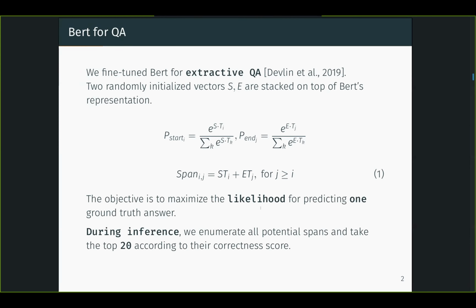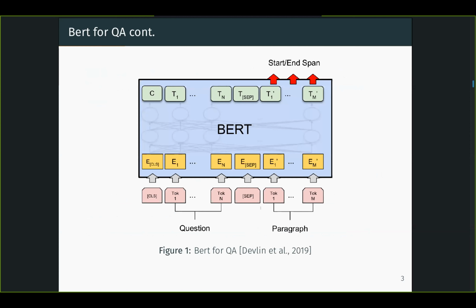That's why during inference, we enumerate all potential answer spans and take the top 20 of them based on their correctness score. I would explain why there are 20 answers, because they will undergo a process of post-processing. This is built for question answering from the Attention Is All You Need paper.